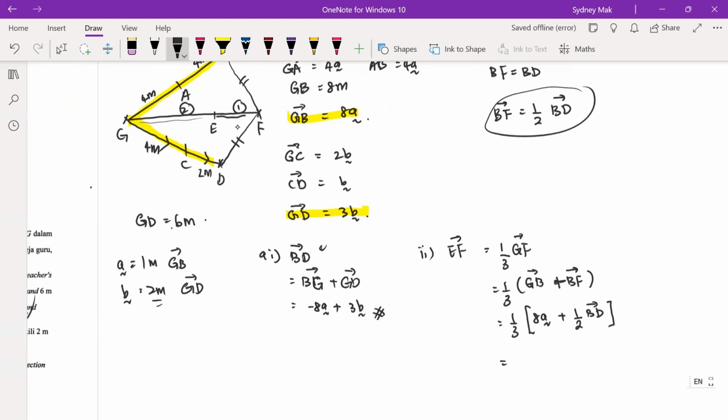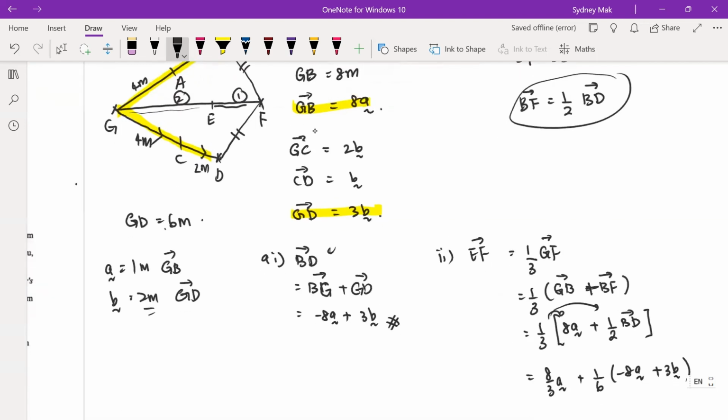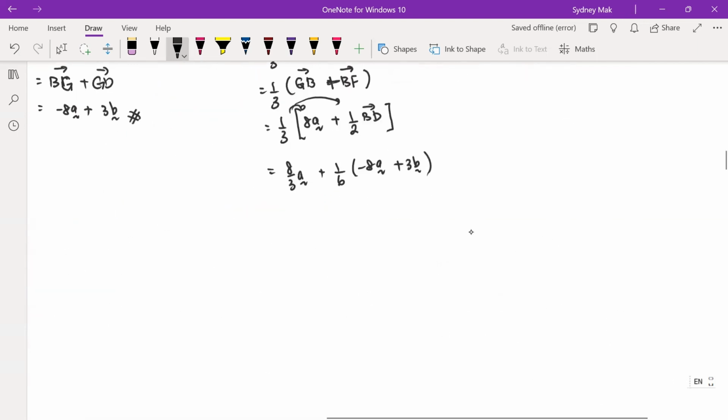And what is half of BD? We can just open this bracket first: 8 over 3A plus 1 over 6. Now BD is negative 8A plus 3B. So let's combine the A with the A.